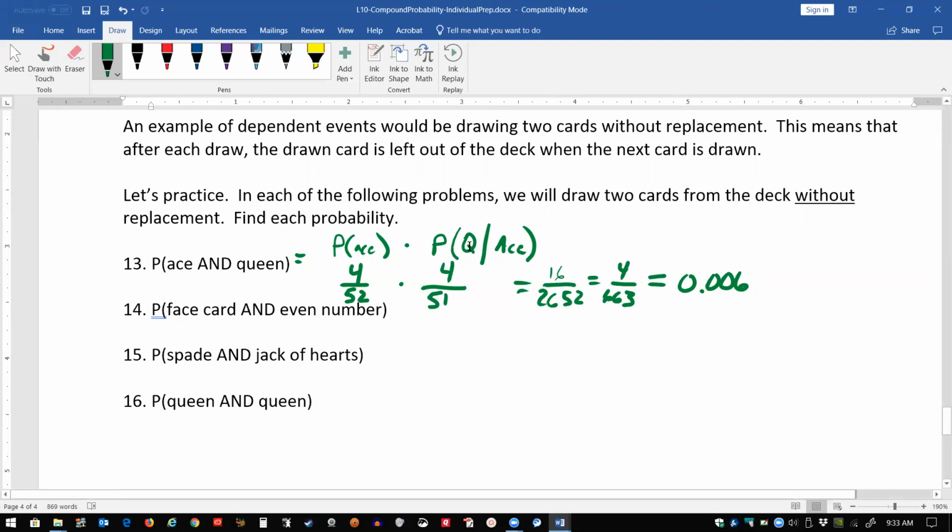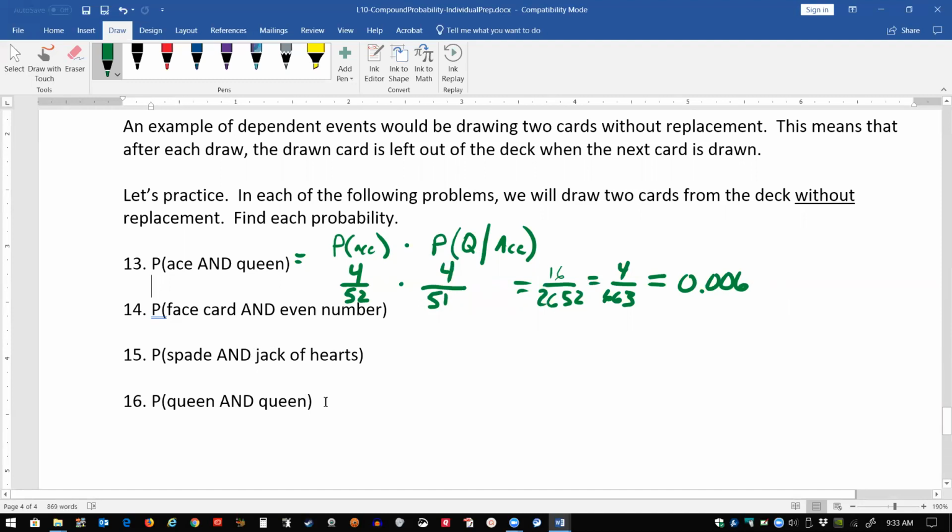Because the total number of cards for that second fraction, for that second draw, has diminished, I actually have a slightly higher chance of getting my queen on the second draw, because there's still 4 of them, but now I have fewer cards to choose from. So a greater chance of getting those queens. So if I extended this out more decimal places, you would actually see a difference in that decimal number. Okay, does that make sense? All right, so I'm going to have you guys do 14 and 15 just on your own.